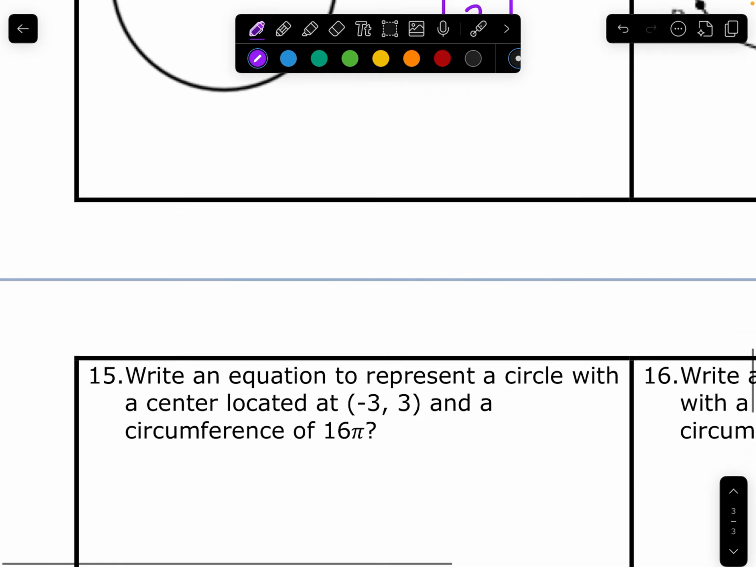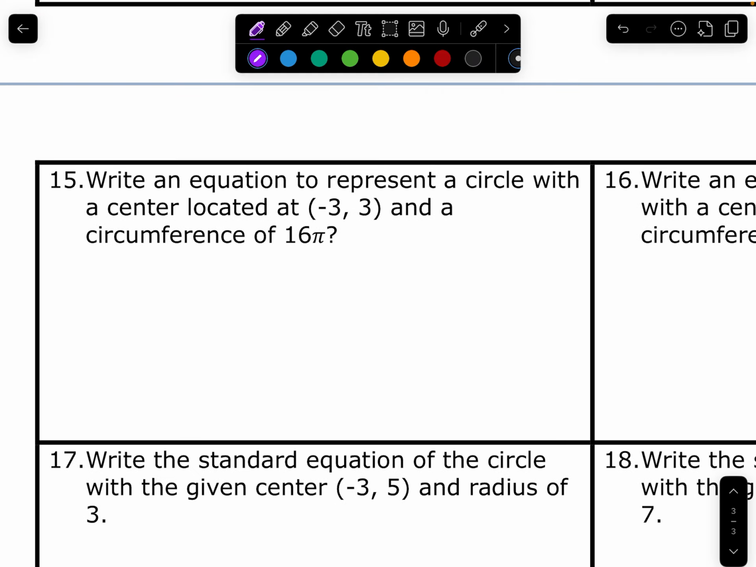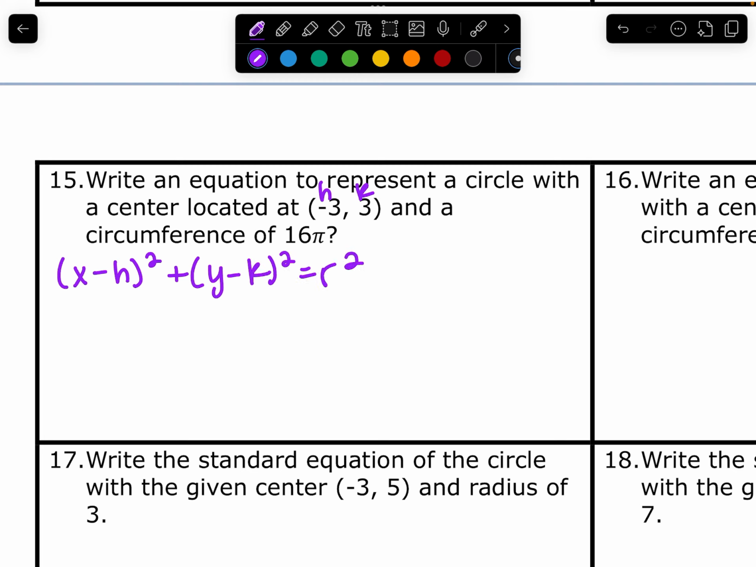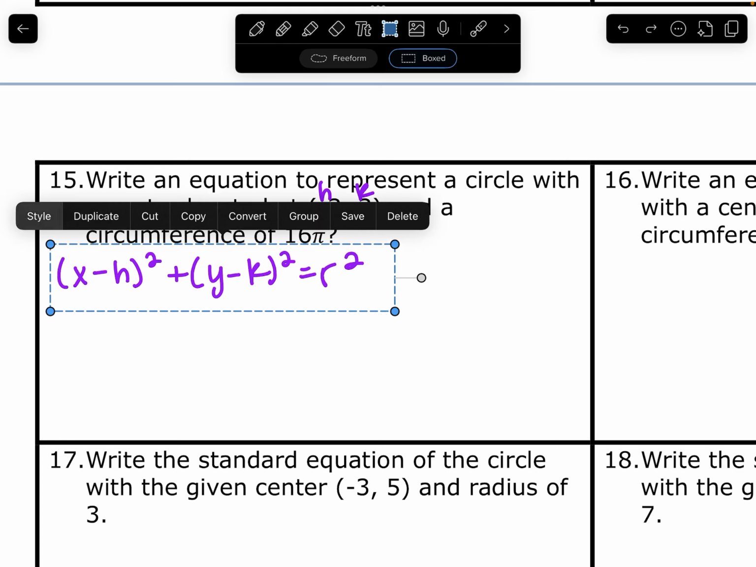All right, number 15, we're going to write an equation to represent a circle with a center (h, k) and a circumference of 16 pi. All right, so here is the formula: (x − h)² + (y − k)² = r². Okay, so this is going to be x, and let me color code this. Not that it really matters, but maybe it helps.